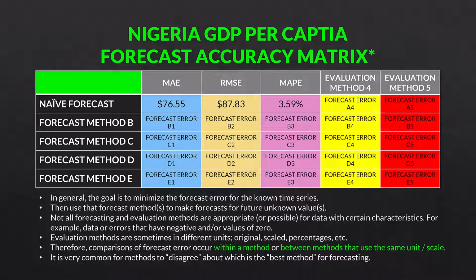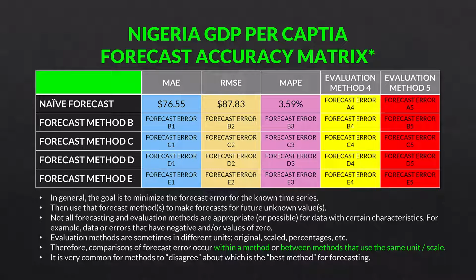In this matrix, we would compare by the columns. So we would look at all the mean absolute errors across all the forecast methods. We would look at all the root mean square errors across the 5 methods, the MAPE across the 5 methods, and so on to pick the, quote, winner for that measure. Of course, it is very common for methods to disagree about which is the best method for forecasting. For example, above, it might turn out that the naive forecast has the smallest value in the mean absolute error, $76.55. When we do forecast methods B, C, D, and E, those might be larger, and therefore, in the MAE column, the naive forecast wins.